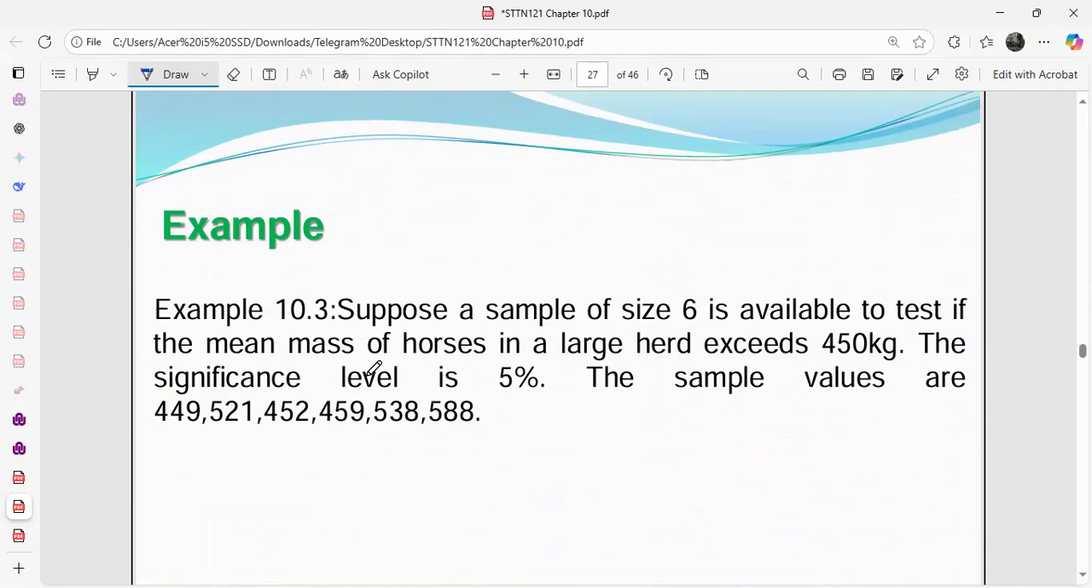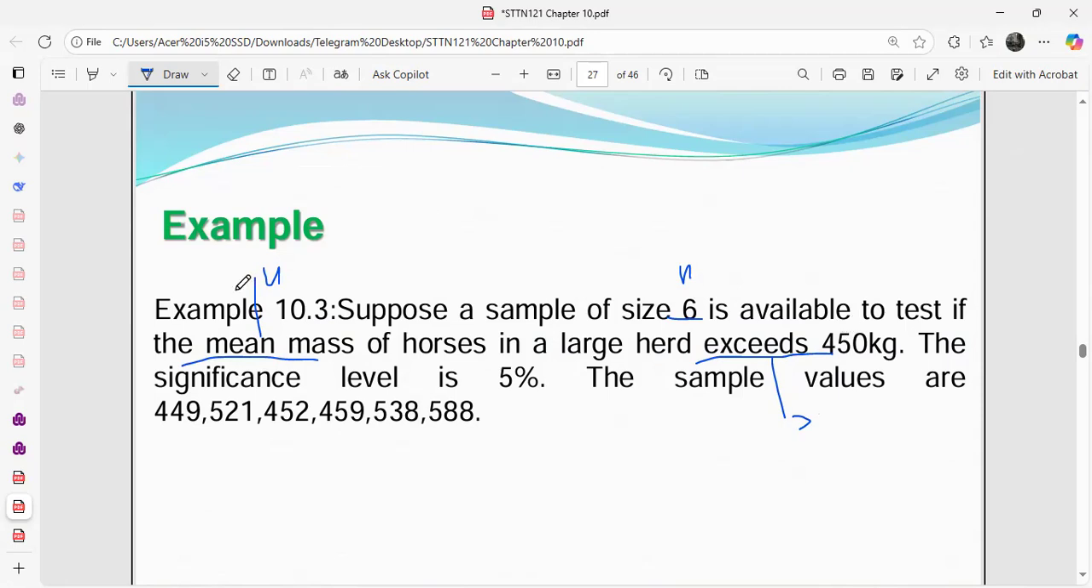You see this one? You are given a data set. Suppose a sample of size 6 is available to test if the mean mass, the population mean here, of forces in a large head exceeds, which means greater than. This is the statement for the alternative hypothesis.